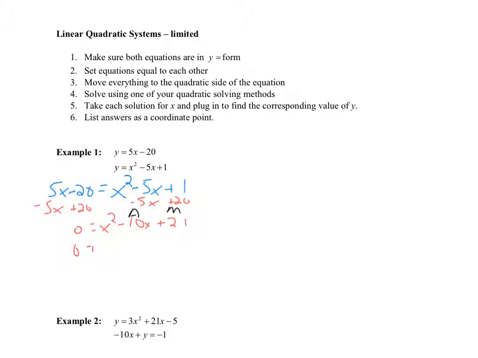So 0 equals, that's supposed to be an equals. I don't know how that just happened. Darn stylus.